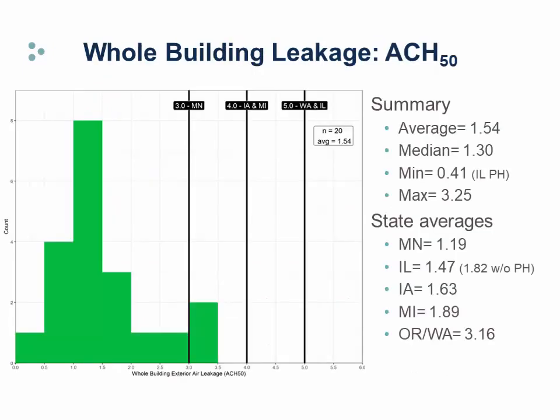This histogram shows the results of the total building leakage in ACH 50. The average for the whole study was 1.54 with a median of 1.3. Minimum being 0.41, which was actually a passive house that was tested as part of this study. That came in at 0.41. The max was 3.25. State averages, Minnesota came in at 1.19, Illinois at 1.47, however it would be 1.82 if you weren't accounting for the passive house. Iowa came in at 1.63, Michigan at 1.89, and Oregon and Washington a little bit higher at 3.16.